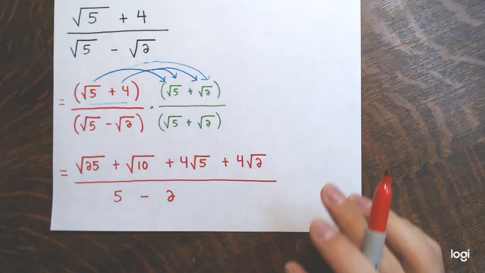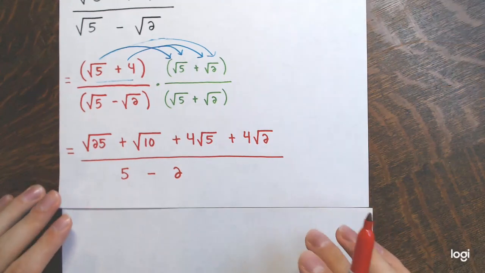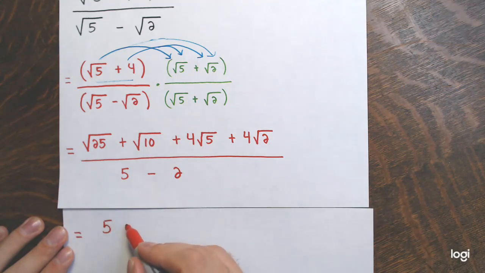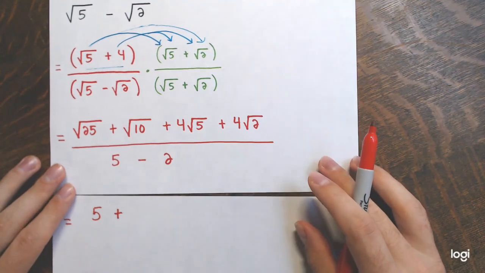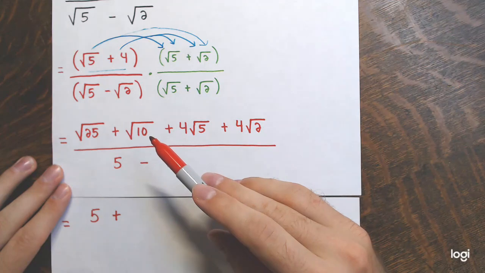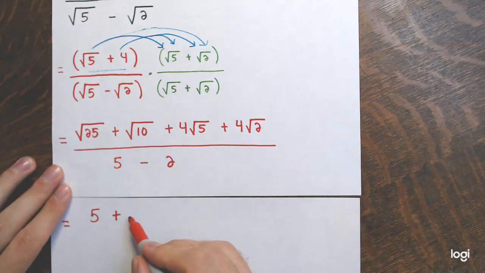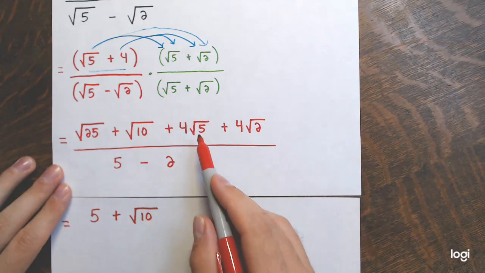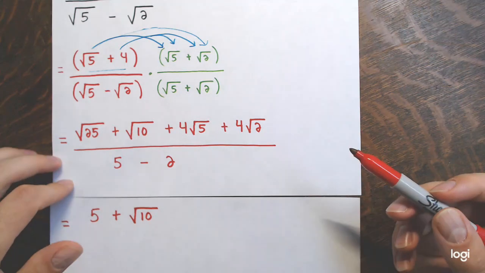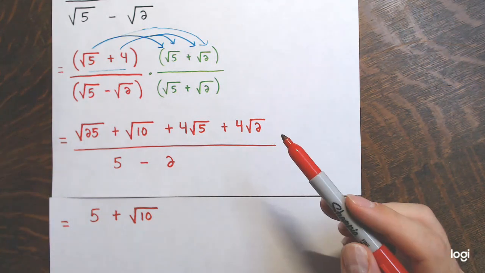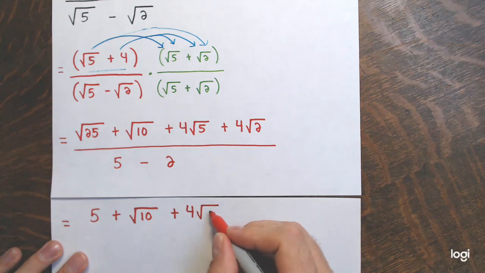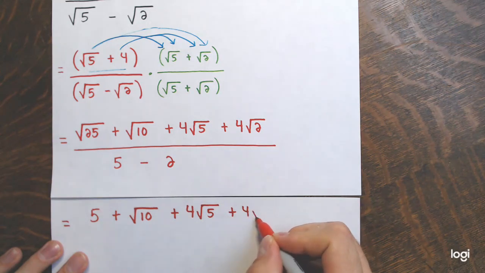Okay, now let's actually simplify the thing. Simplify the radicals. Now in the numerator, the square root of 25 is 5. Plus, now the square root of 10, can't do anything with that. There's no perfect square that goes into 10 evenly other than 1. So that's as simple as that gets. Same thing for the square root of 5 and the square root of 2. There are no perfect squares other than 1 that go into 5 or 2 evenly. So these are also the way they are. Plus 4 times the square root of 5 plus 4 times the square root of 2.